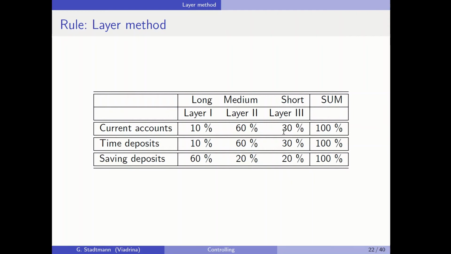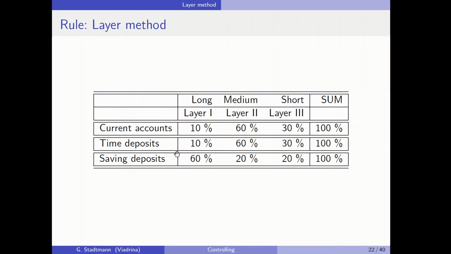And with respect to the short-term part, we are assuming that we can use 30% of the current account deposits and the time deposits, as well as 20% of the saving deposits to finance short-term assets. So it seems that the degree of liquidity is assumed to be different with respect to current accounts and saving deposits.